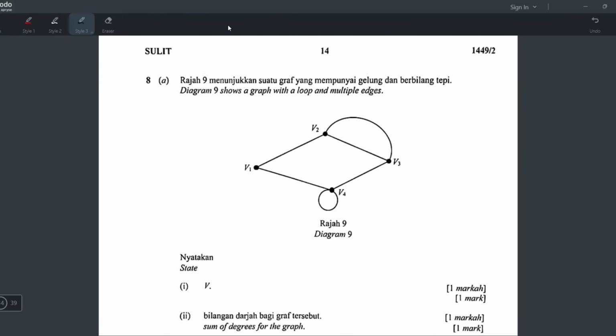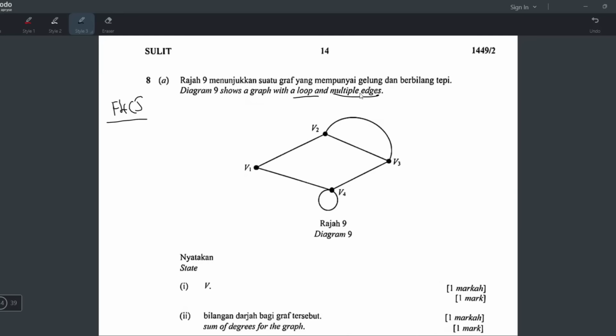Okay, number 8. What chapter is this? Form 4, chapter 5 is called the graph theory chapter, right? Network in graph theory. Diagram 9 shows a graph with a loop and multiple edges. It means this is not a simple graph, because a simple graph means the graph doesn't have loops or multiple edges. So if the graph has loops or multiple edges, it's not a simple graph.